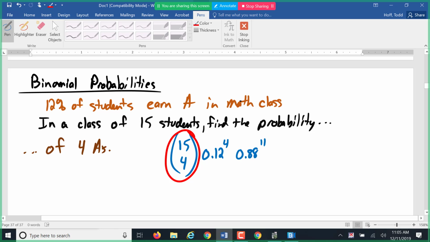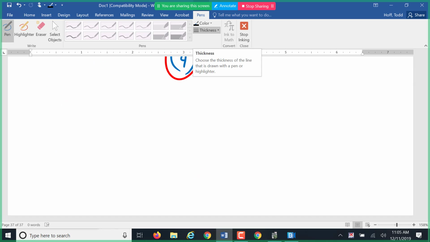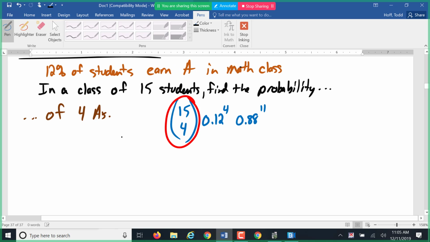One last thing we want to cover, and then I'll let you go for the day. And that is, let's keep going with this binomial example. It's a great place to use it. What if we want to find the probability that less than 4 have A's?